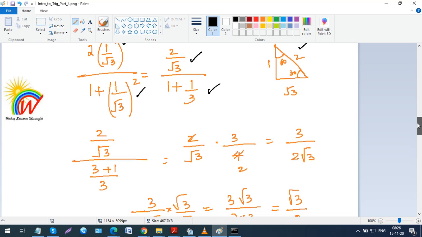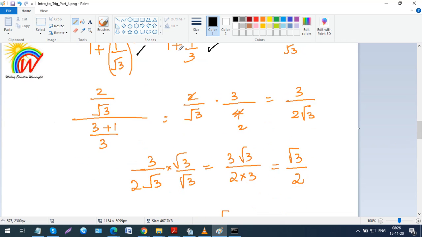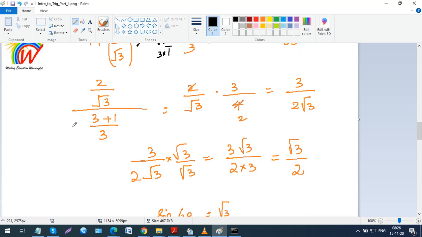Then you get 2 by root 3, and you make the denominators common again, so you just multiply the denominator of the denominator by 3 here. So it becomes 3 by 3 plus 1 by 3, which is 3 plus 1 by 3. So you get 2 by root 3, and you get 4 by 3. See, this gives you 4 by 3, right?